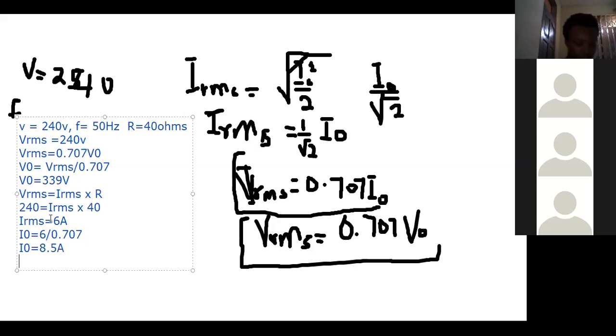Now the question also says that we should find the period. But we know that we can relate period to the frequency, because period T is equal to 1 over F. I hope you know this formula. So T will be equal to 1 over F. We're given F to be 50 hertz. What are you getting? 0.02 seconds. So that is it.